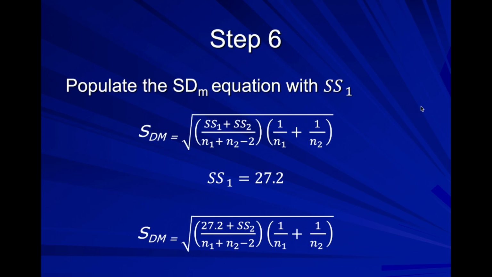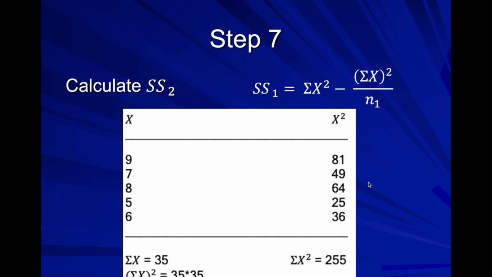So now let's put it into the equation. Step 6 is you populate the SDM equation with sum of squares 1. Sum of squares 1 was 27.2, and you put that in the equation. So here it is. All that work just to get this number. And the good news is you get to do all that work again. The second time, you have sum of squares 2 that we're looking to get. So let's look at that.